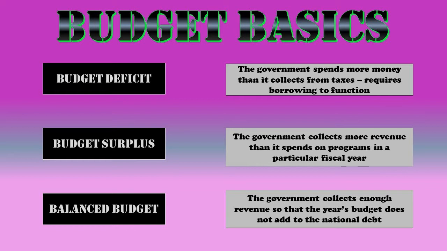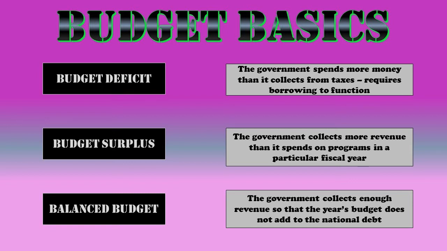The reverse is what we call a surplus. This is really rare for a government. Governments are tricky because they're not exactly like people. They're not exactly like businesses. If the government collects more revenue than it spends, we call that a budget surplus. That's what was going on at the very beginning with President Clinton.